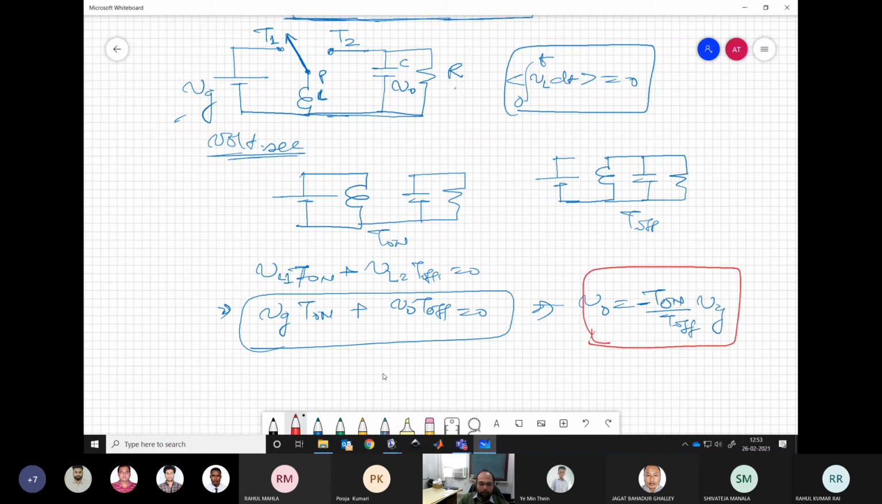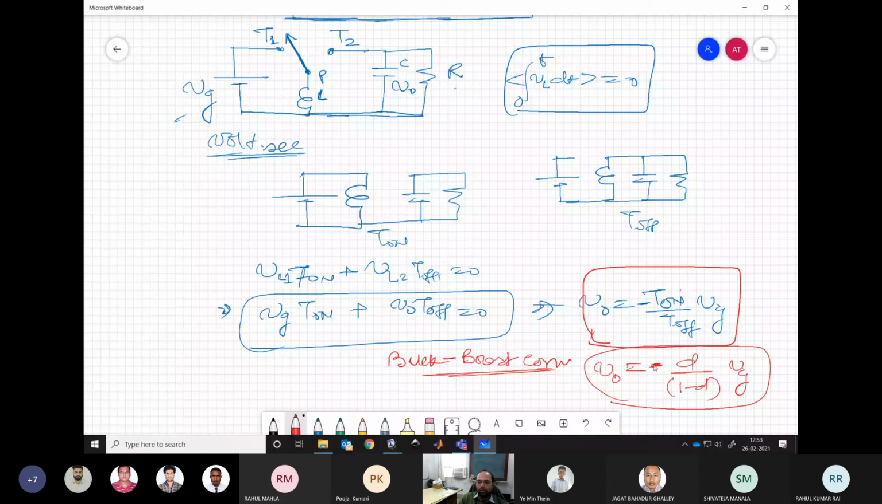Now this is your famous buck boost converter, or we also call it flyback converter. So it is having both the operations. If you write in terms of duty ratio, it is having this arrangement Vg. Definitely notice the sign which I am putting again and again here. So this is how we have the famous buck boost converter realized.